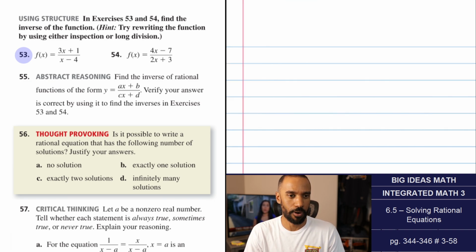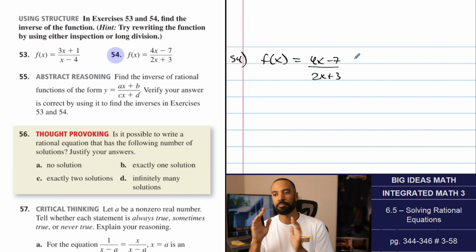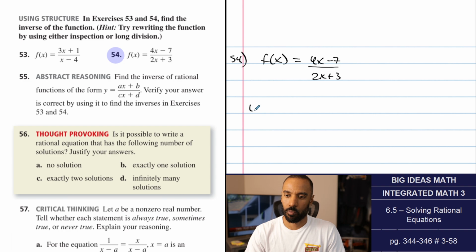So number 54, I'm not as much a fan of doing it these ways. So number 54, we get f of x equals 4x minus 7 over 2x plus 3. By using inspection, now, I'll talk about it in a minute, by using inspection, let me write it as y now. We'll get y equals, and we got to multiply 4 with 2x plus 3. Okay, 4 times 2x plus 3 is 8x plus 12. So we'll get 8x plus 12.